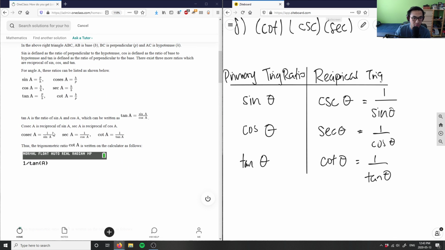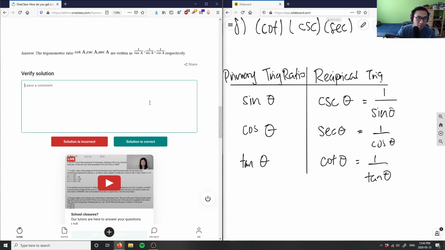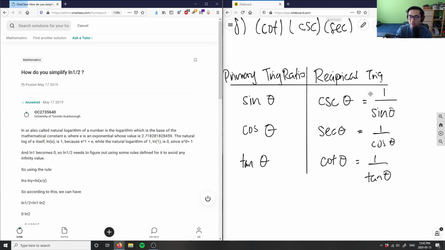And again, what they did was they wrote it out exactly how I did as well. So cosecant of A is 1 over sine A, secant of A is 1 over cos A, and then cotangent of A here is 1 over tangent A as well. So the solution is correct. Good analysis. So this is what you would plug into your calculator. Let me highlight this in blue. These guys here are going to be plugged into your calculator here.